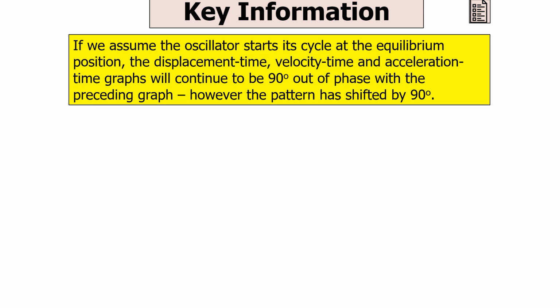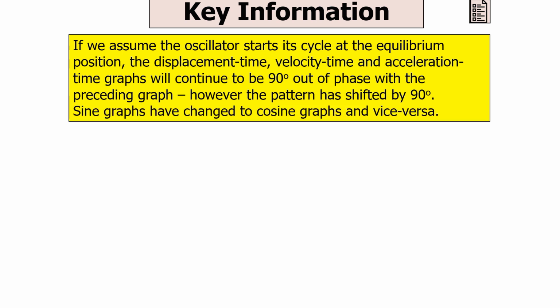Now if we assume the oscillator starts its cycle at the equilibrium position, the displacement time graph, the velocity time graph, and the acceleration time graph will continue to be 90 degrees out of phase with the preceding graph. However, the pattern is now shifted by 90 degrees. So sine graphs have changed to cosine graphs and vice versa.